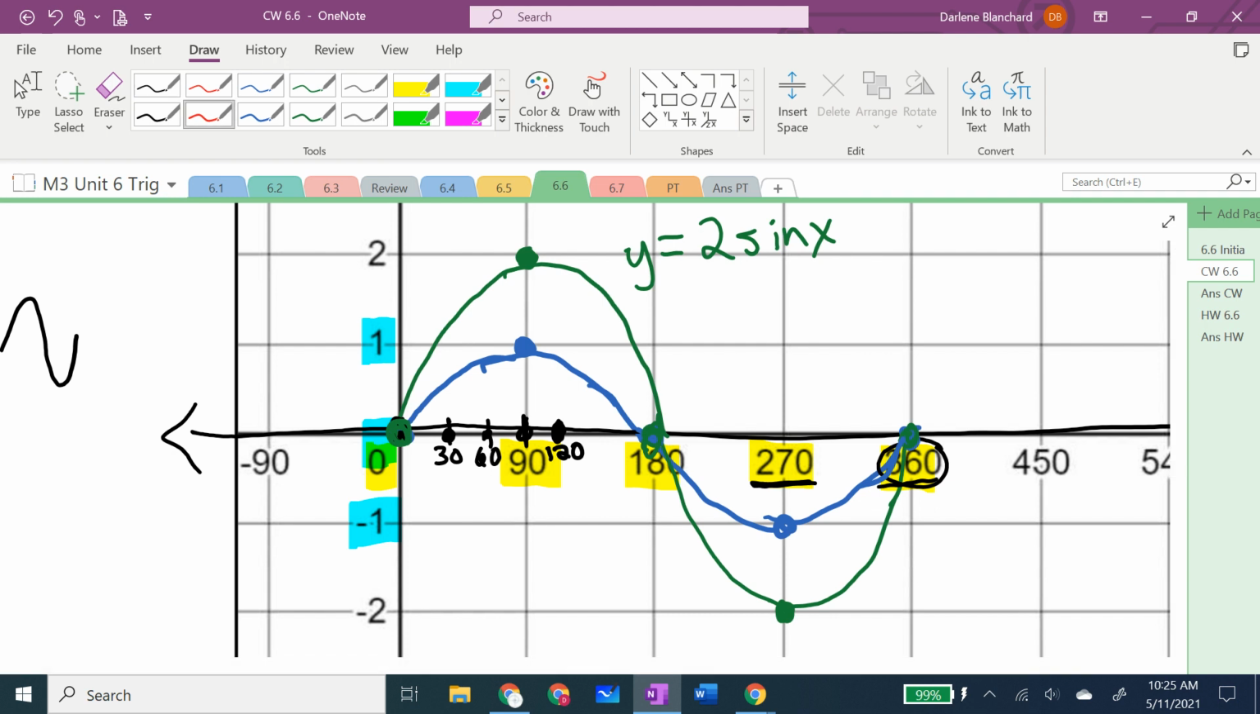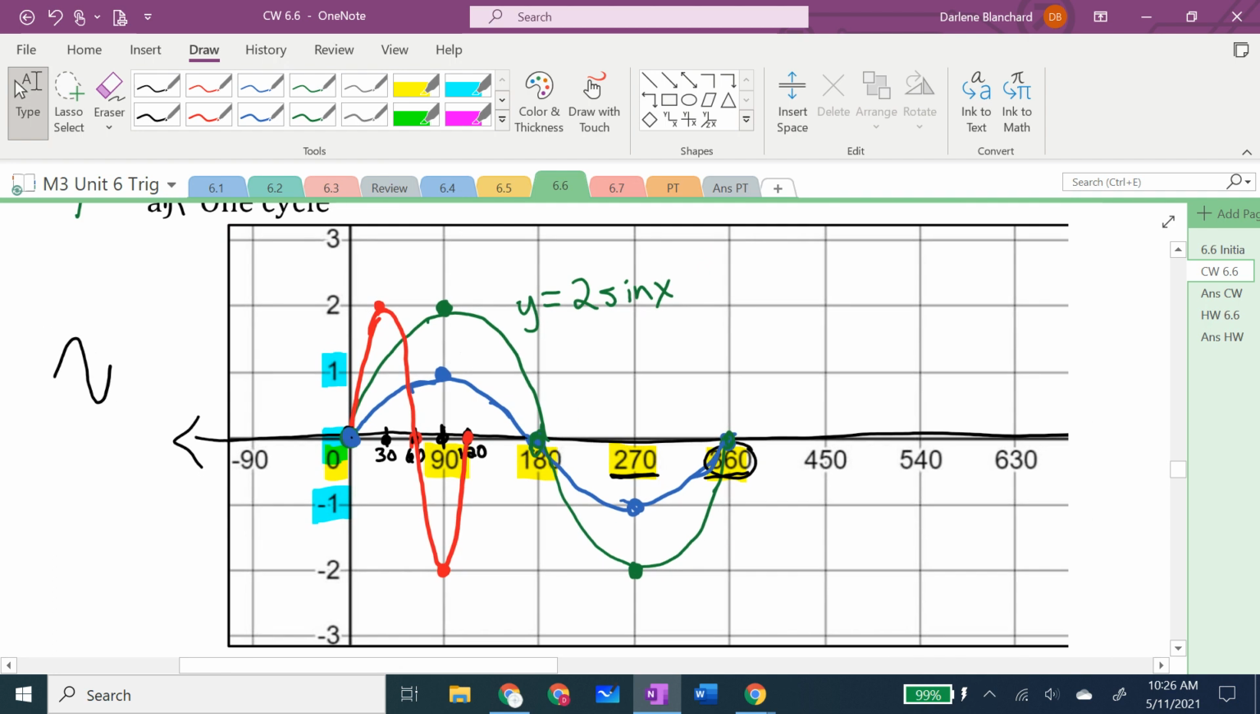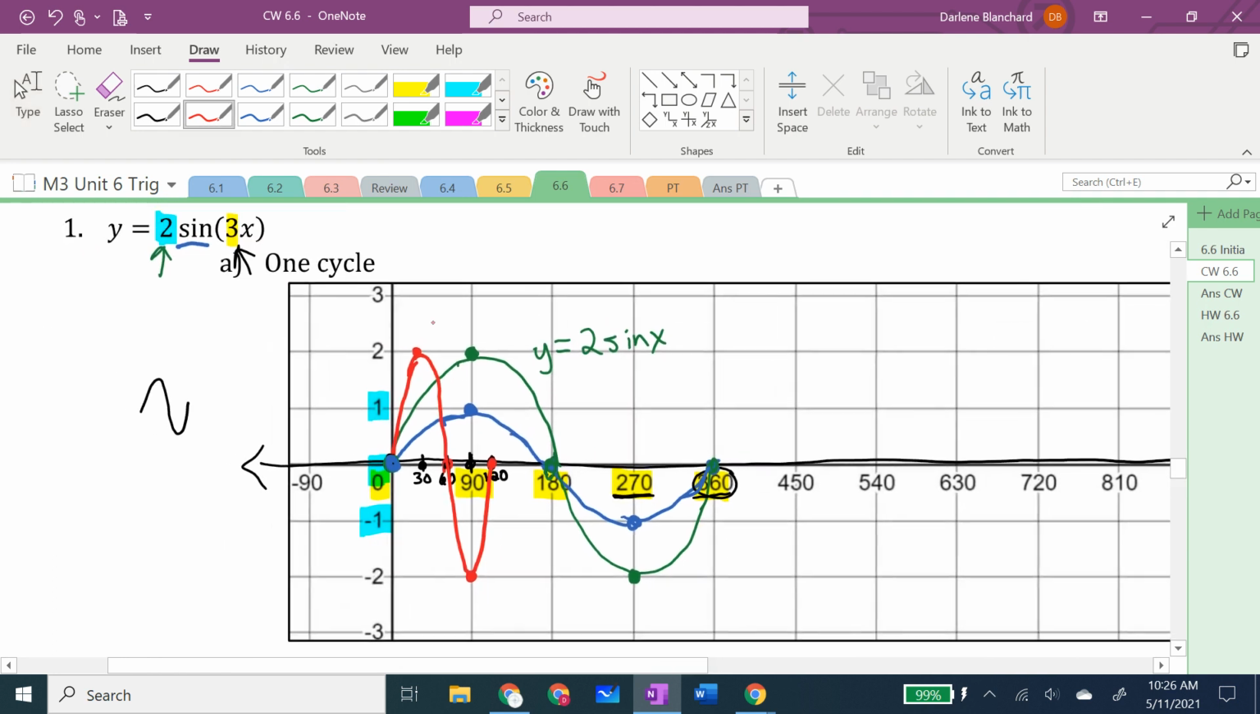And now I'm going to plot those points. Midline at 30 degrees, the high point. At 60 degrees, I'm back to the midline. At 90 degrees, I'm down to the low point. And then at 120, I'm back to the midline. That's the graph of the given function. That is the graph of 2 sine 3x.